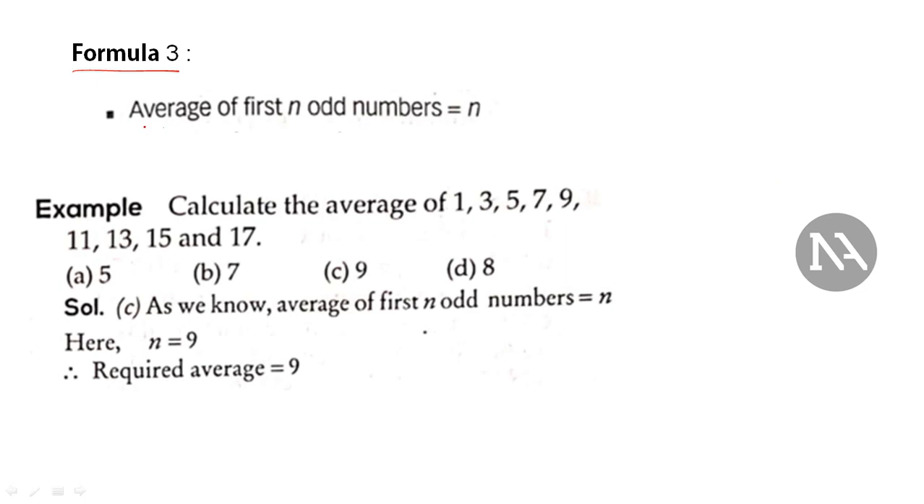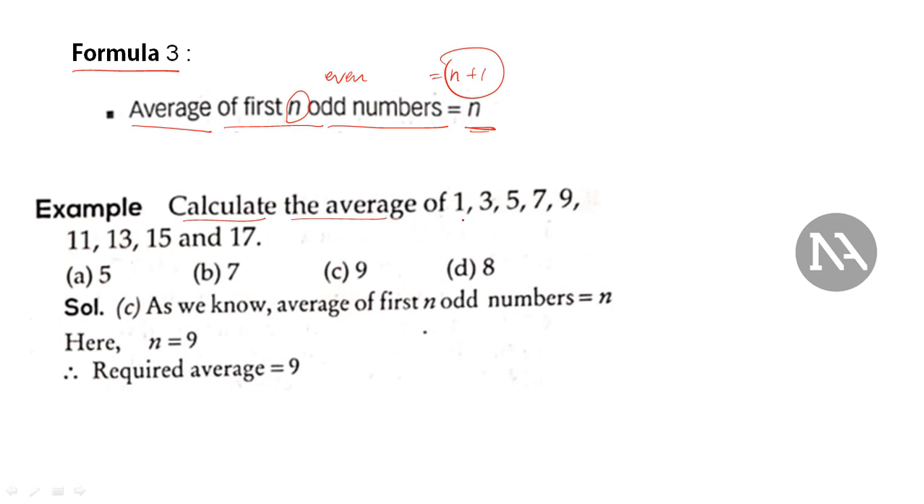Here the formula is, average of first n odd numbers is equal to n. It is the same as your previous formula. Formula 2 is average of first n even numbers is equal to n plus 1. This formula states that average of first n odd numbers is equal to n. It's a quite simple formula. We will see the example.